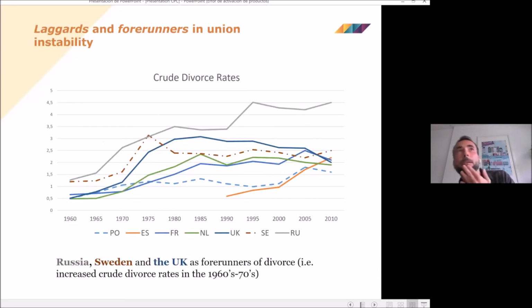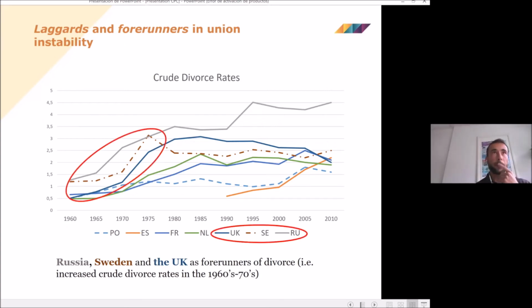So in relation to these expectations, we should note that to properly assess universal change, we need to attend to the fact that there are differences in the emergence and the speed of diffusion of family change across countries. And in relation to union instability, in our sample, we have 3 countries that can be considered forerunners. These are the UK, Sweden, and Russia. So in these countries, divorce rates rose already in the late 60s and early 70s. And the other countries took some more time, especially Poland and Spain. So we can expect here a lag in the dynamics of change in post-separation life courses.